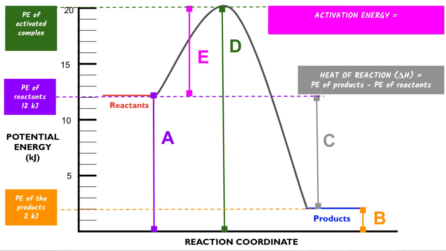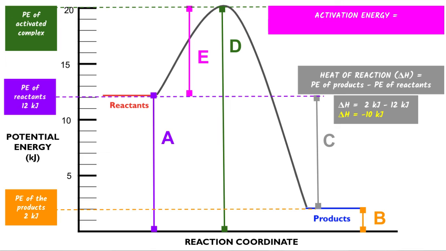So if I take 2 minus 12, right, products minus reactants, I get negative 10 kilojoules as my heat of reaction. And it makes sense that it would be negative because my reactants line is above my products line on the y-axis. I have to go down negative on the y-axis to get to the products in terms of energy.